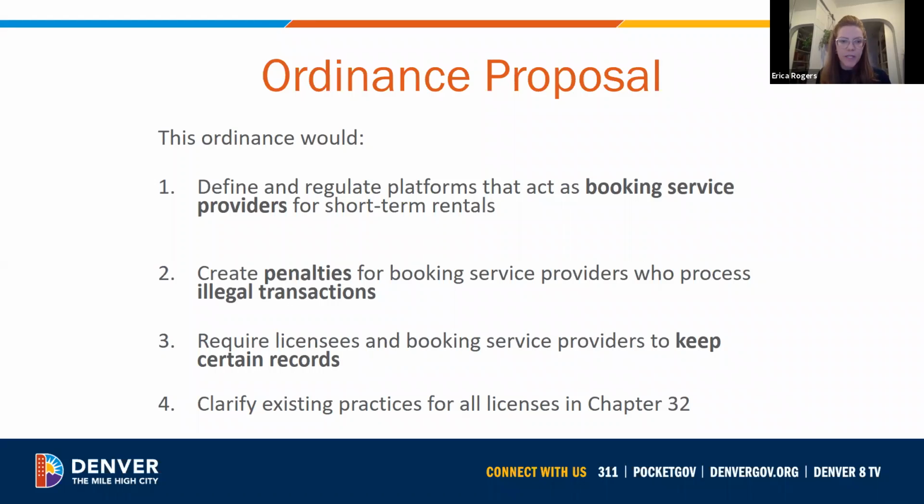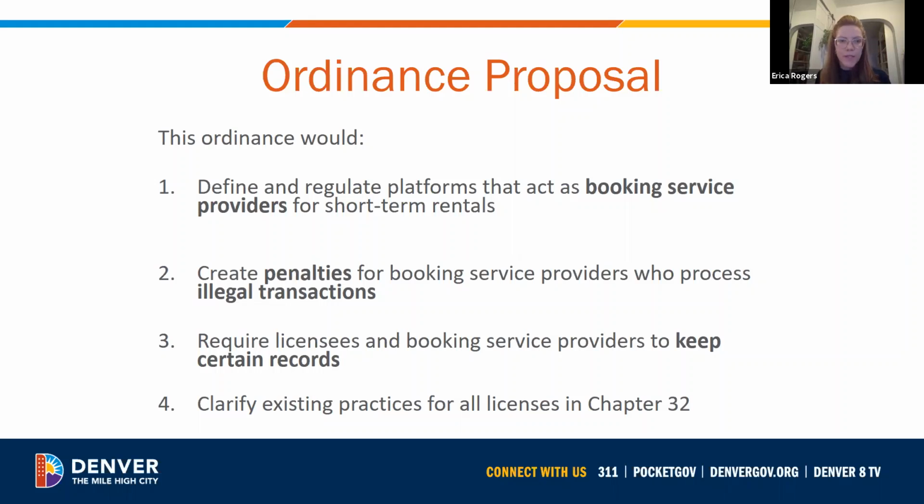And finally, there's some language that we're adding to our licensing chapter 32, just to clarify some existing practices that we undertake for all of our licenses. We can talk a little bit about those at the end as well.